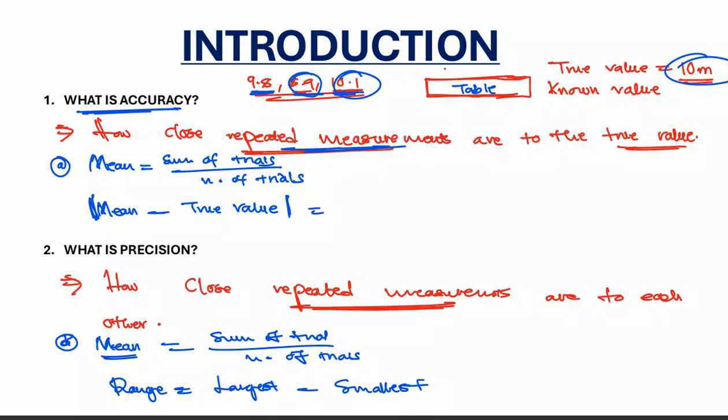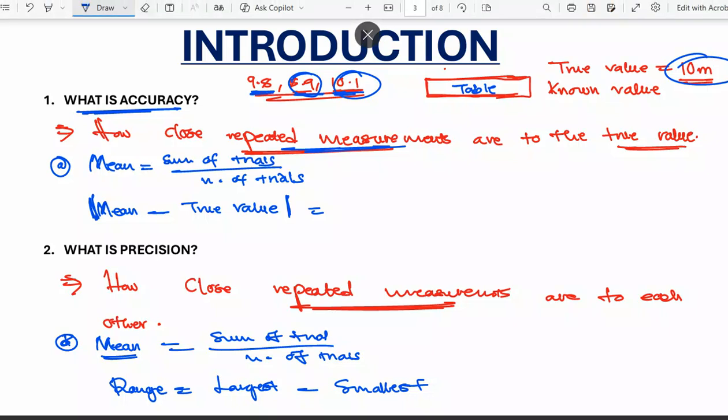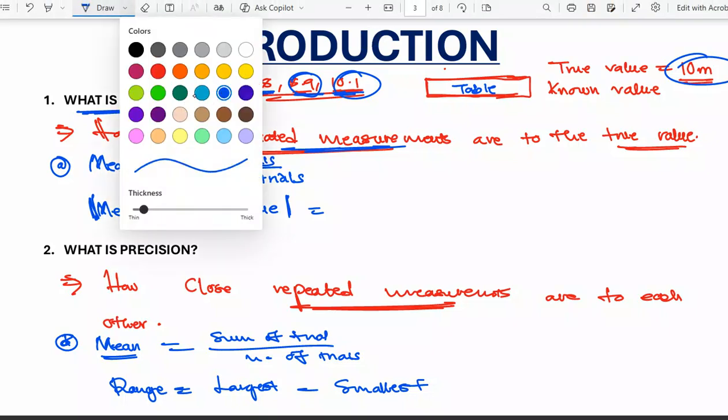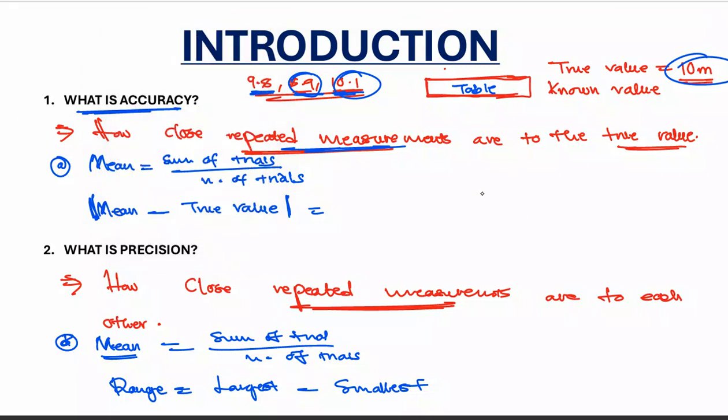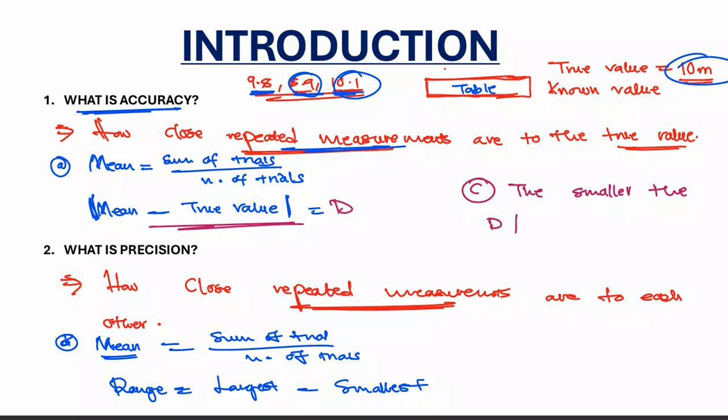The key point to take from all this, point C, is that the smaller this difference, because here we are dealing with the difference, or the smaller the range, the higher the precision.